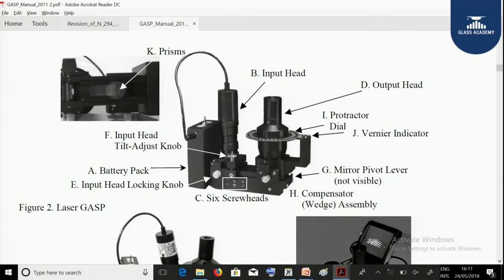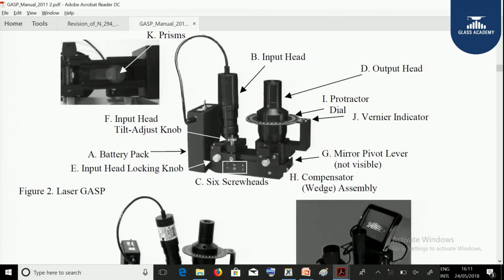In order to measure the stress levels with the GASP, first we need to understand what is the air side and tin side of the glass, because during glass manufacturing the glass is floating on tin. The bottom side of the glass is known as the tin side, and the surface which is towards the air is known as the air side. So the GASP measurement should be done on the tin side.